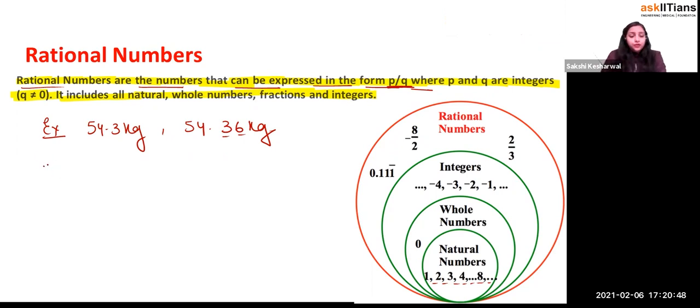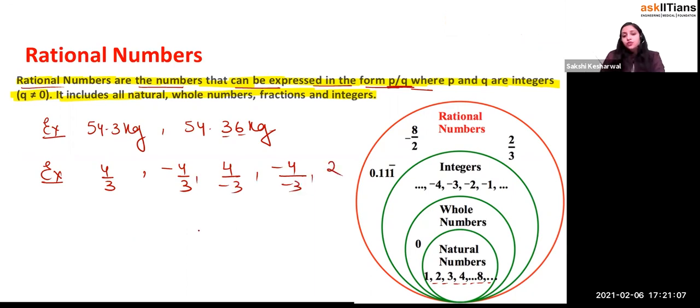Can I say that 4 by 3 is a rational number? Yes. Minus 4 by 3 is a rational number? Yes. 4 upon minus 3 is a rational number? Yes. And minus 4 upon minus 3 is again a rational number. Now, can I say that 2 is a rational number? Yes. 2 is also a rational number because 2 can always be written as 2 upon 1. So it is in the form of p by q or not?